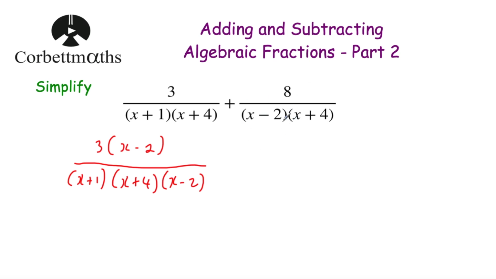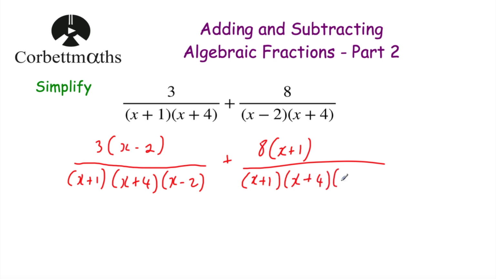Now for the second fraction we're going to multiply both the numerator and denominator by x plus 1. So that would mean on the numerator we'd have 8 and then in brackets x plus 1. And we're going to multiply the denominator by x plus 1 as well. Now in terms of where to put the x plus 1, we could put it on the end, so we could write x minus 2, x plus 4 and then x plus 1. But I like to keep them in the same order, so I'm going to write it as x plus 1 at the front and then x plus 4 and x minus 2.